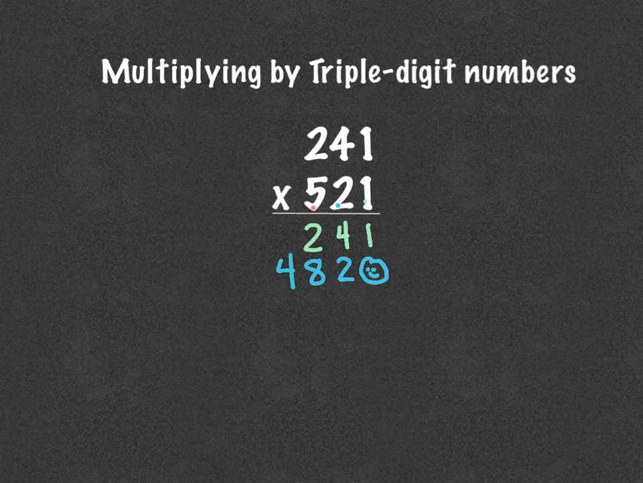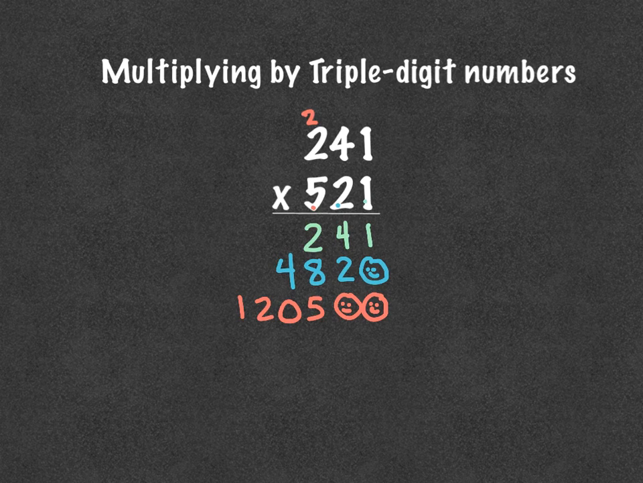Okay, here's our triple digit. This 5 is really a 500, so we need 2 magic zeros. Then 5 times 1 is 5. 5 times 4 is 20. 5 times 2 is 10. Plus 2 is 12.